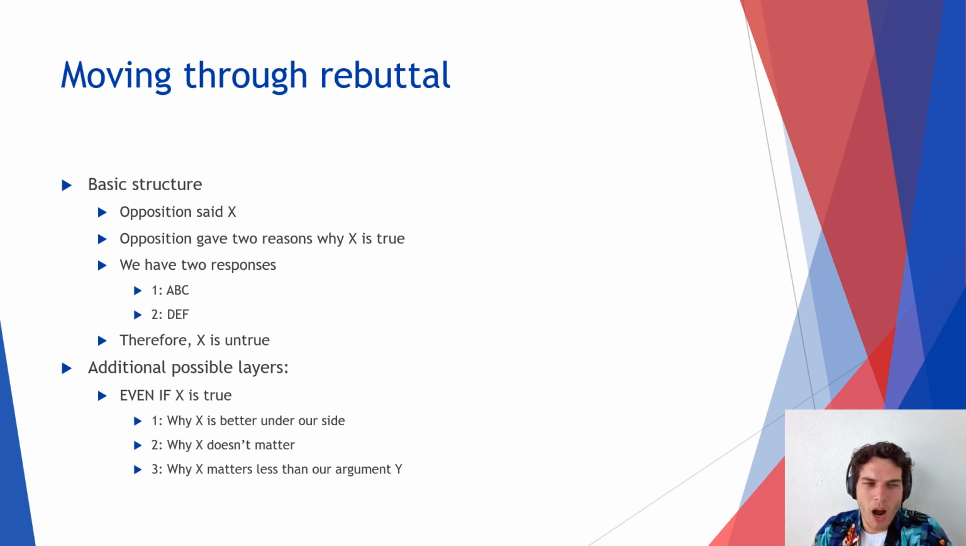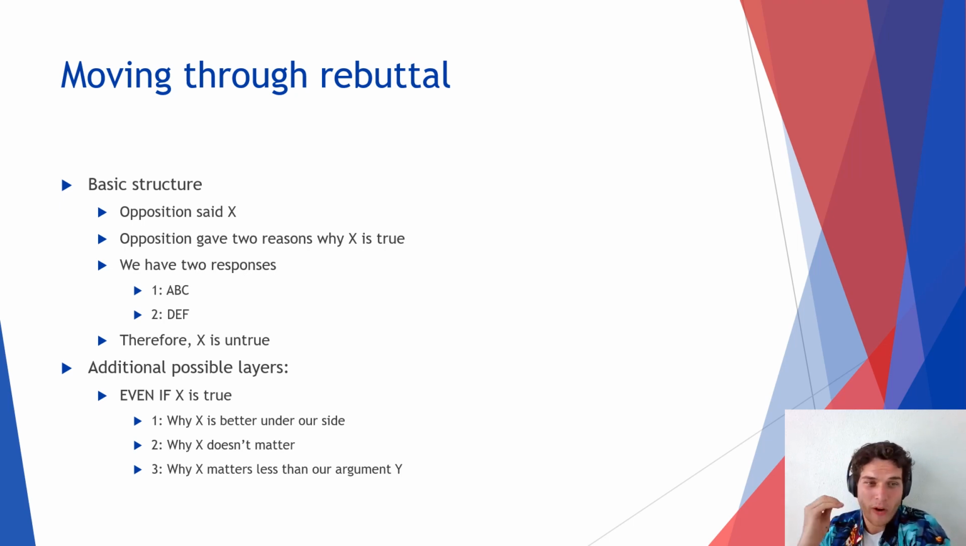So on a micro level, you want to basically trace what they've said and how you respond to it. So the opposition argued this thing. They gave 2 reasons why this thing is true. We have 2 responses, A, B, C, and D, E, F. Therefore, the thing they said, X, is actually untrue. So that's a very simple structure.